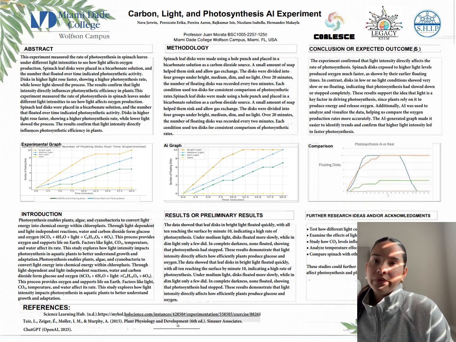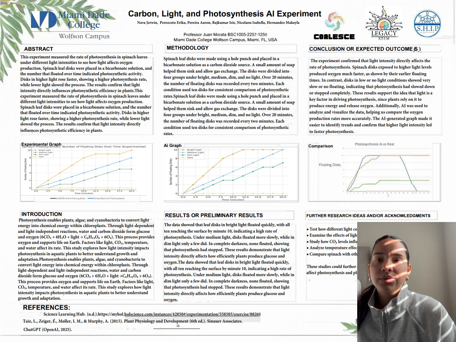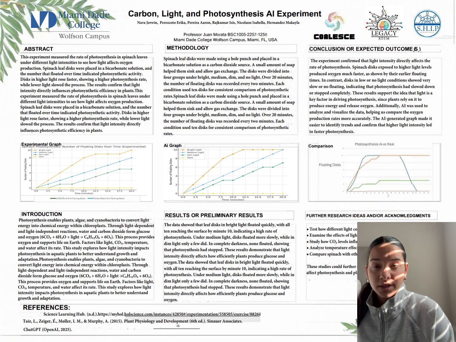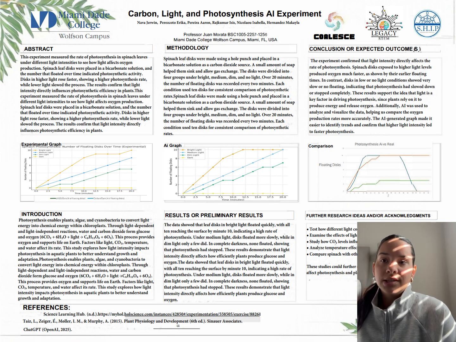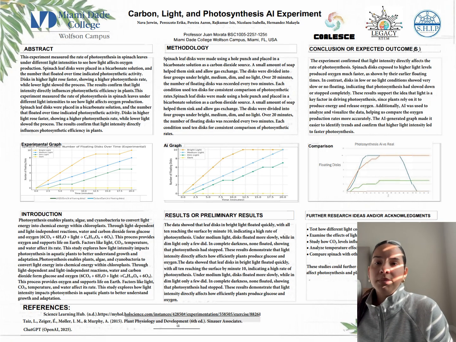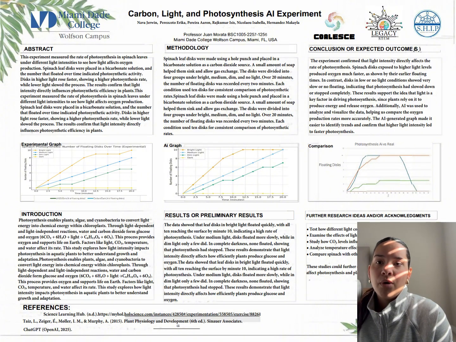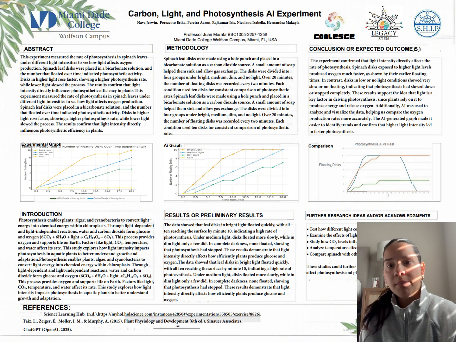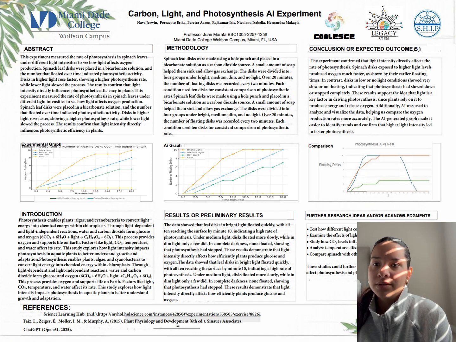The basic equation for photosynthesis is 6 CO2 plus 6 H2O plus light to C6H12O6 plus 6 O2. That means plants take in carbon dioxide and water, and with light energy produce glucose and oxygen. This process happens in the chloroplast of the plant cells and provides both food and oxygen for nearly all living organisms. Many factors affect photosynthesis, including carbon dioxide levels, temperature, and water.